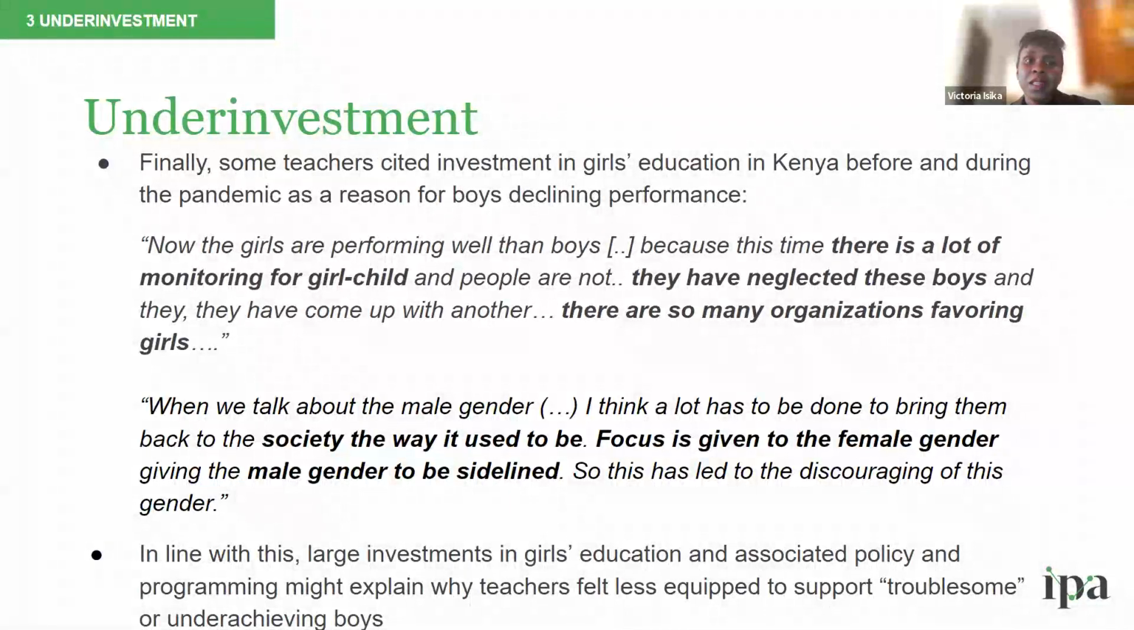In line with these findings, another assumption could be that these large investments in girls' education, large investments in policy and programming that are in favor of girls, might suggest why teachers felt less equipped to support troublesome or underachieving boys at school.